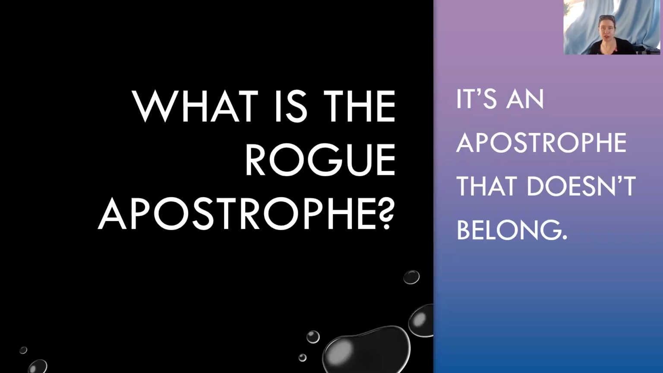First up is the rogue apostrophe. What is a rogue apostrophe? It's an apostrophe that plain does not belong. I most commonly see this with students who were never taught how to use an apostrophe and end up putting an apostrophe on every word with an S at the end.